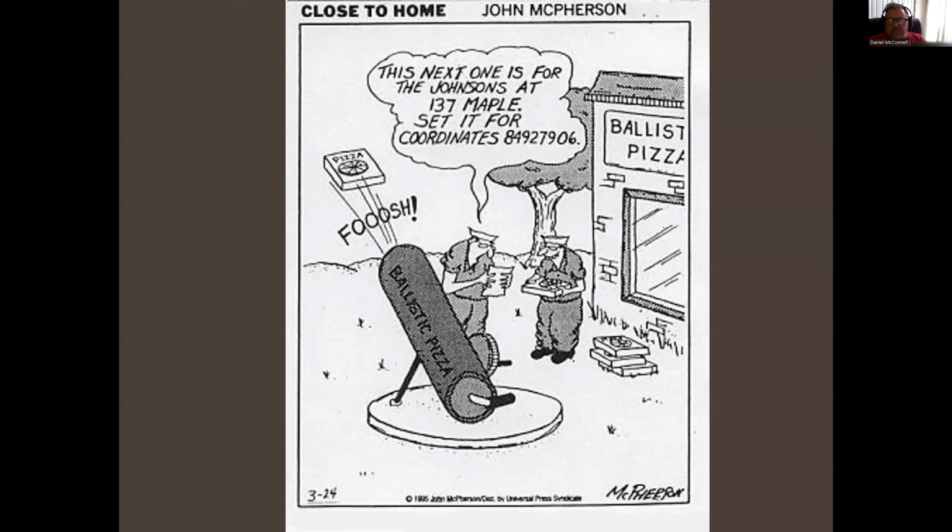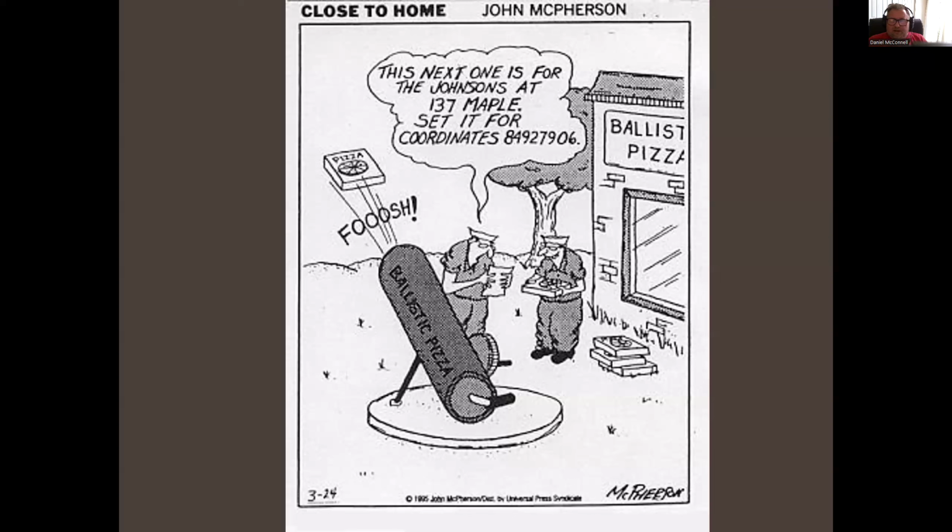And you do this over and over again until finally you can get this pizza cannon to land right on the doorstep of 137 Maple. And then you write down those appropriate settings. And you have to do this for every address in your delivery area, right? But once you do this, you have now successfully learned the appropriate setting, right?